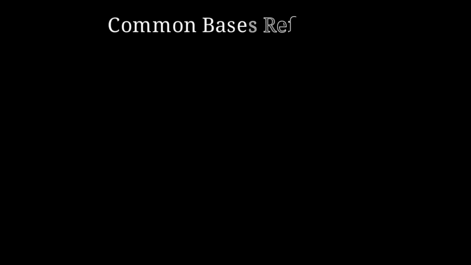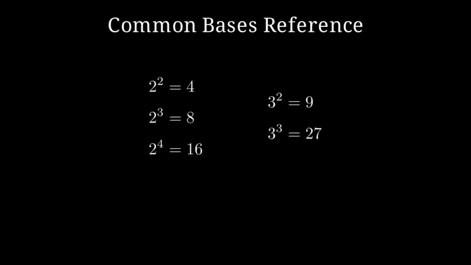To use this method, you must recognize common powers. For example, seeing the number 8 should immediately trigger the thought 2 cubed. Seeing 9 should trigger 3 squared. This recognition is the key to rewriting your system.